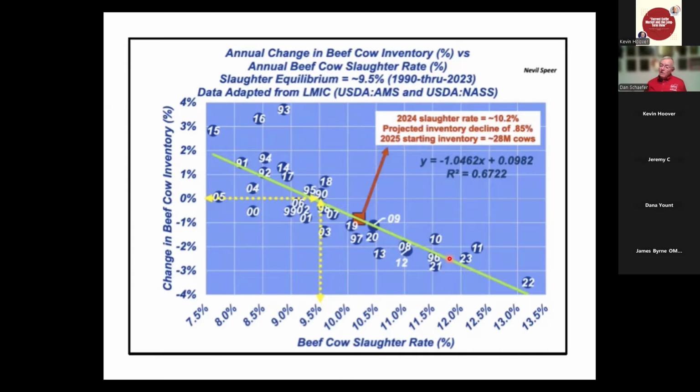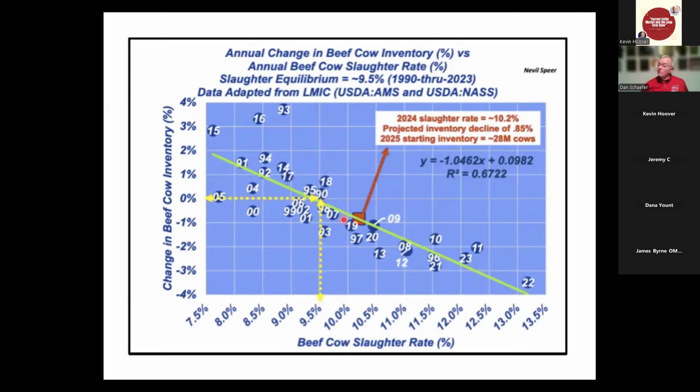And change in beef cow inventory would be the change in number of cows from a preceding year to the current year, and that number minus 1, and then converted to a percentage. So what the graph shows is that when the beef cow slaughter rate is 9.5%, then this degree of cow slaughter would be associated with a 0% change in cow inventory number. So 9.5% cow slaughter rate would designate stability in the beef cow herd size.